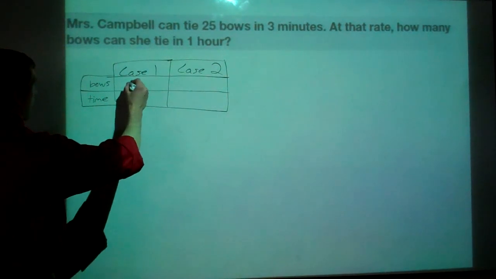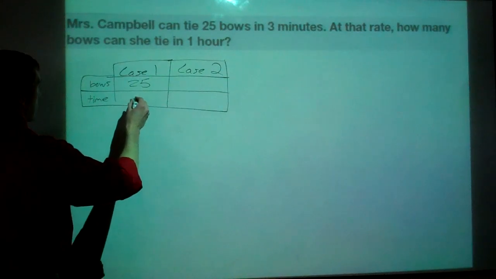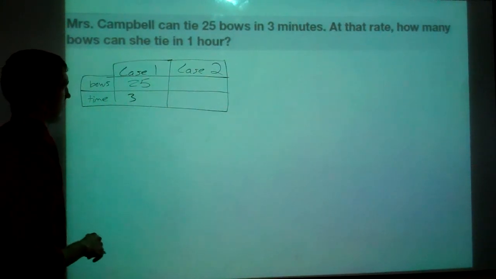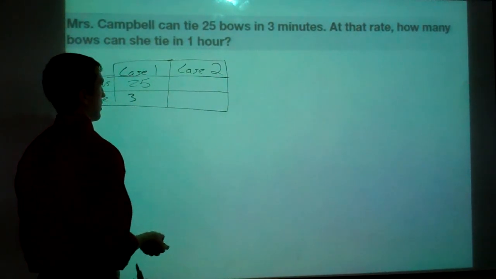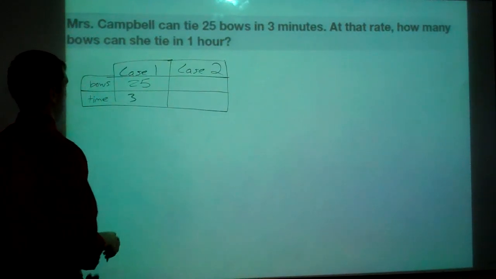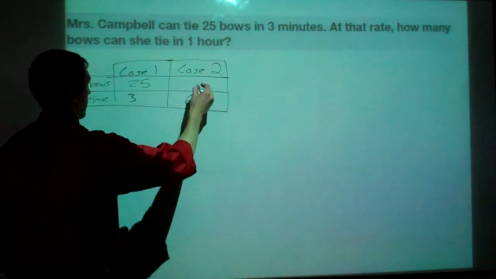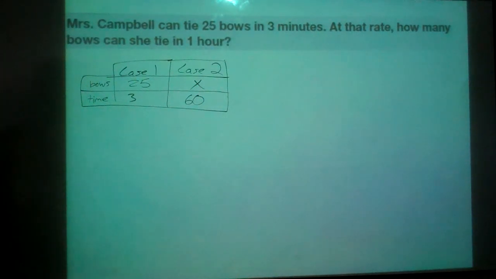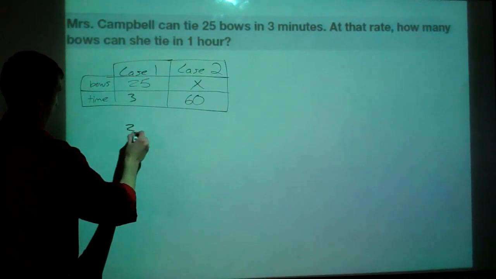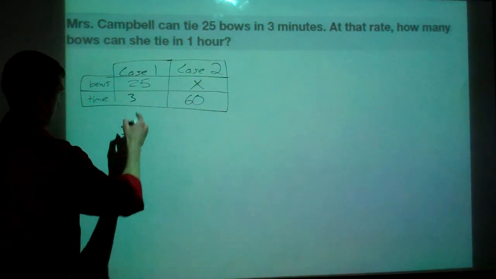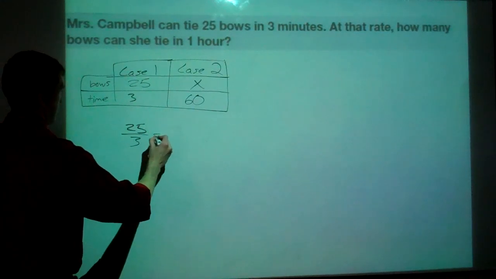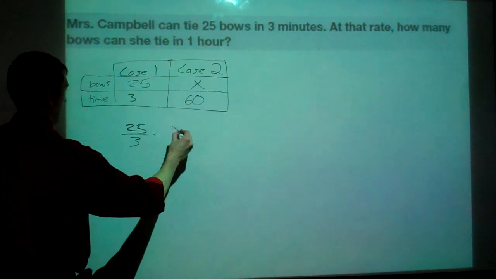Alright, case 1, 25 bows in 3 minutes. And in case 2, we want to figure out how much she can do in an hour. That is, if we're sticking with minutes, we've got 60 minutes. And we're looking for how many she can do in that amount of time. So here we have 25 over 3, taking our ratio, setting it equal to our other ratio.